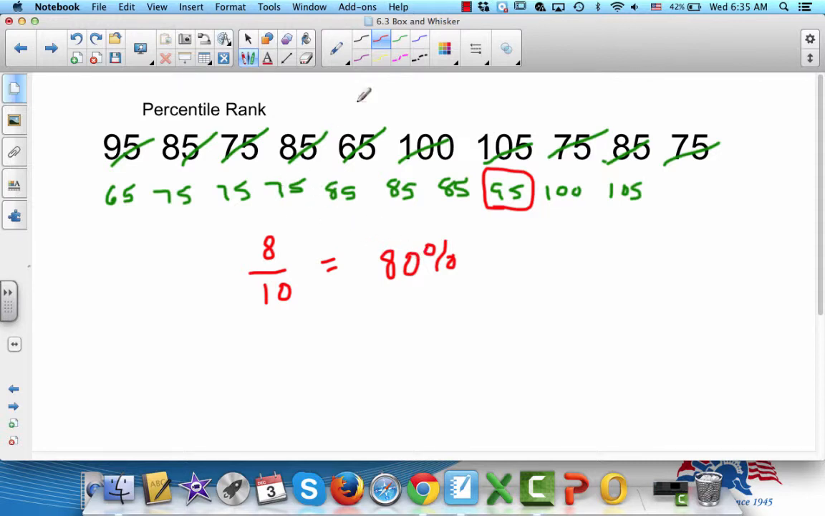Now, what if you had scored 75? Your percentile rank would be 1, 2, 3, 4 scores were less than or equal to 75. 4 out of 10, which would be 40%. So the percentile rank is determined by how many scores or how many items are less than or equal to your score.